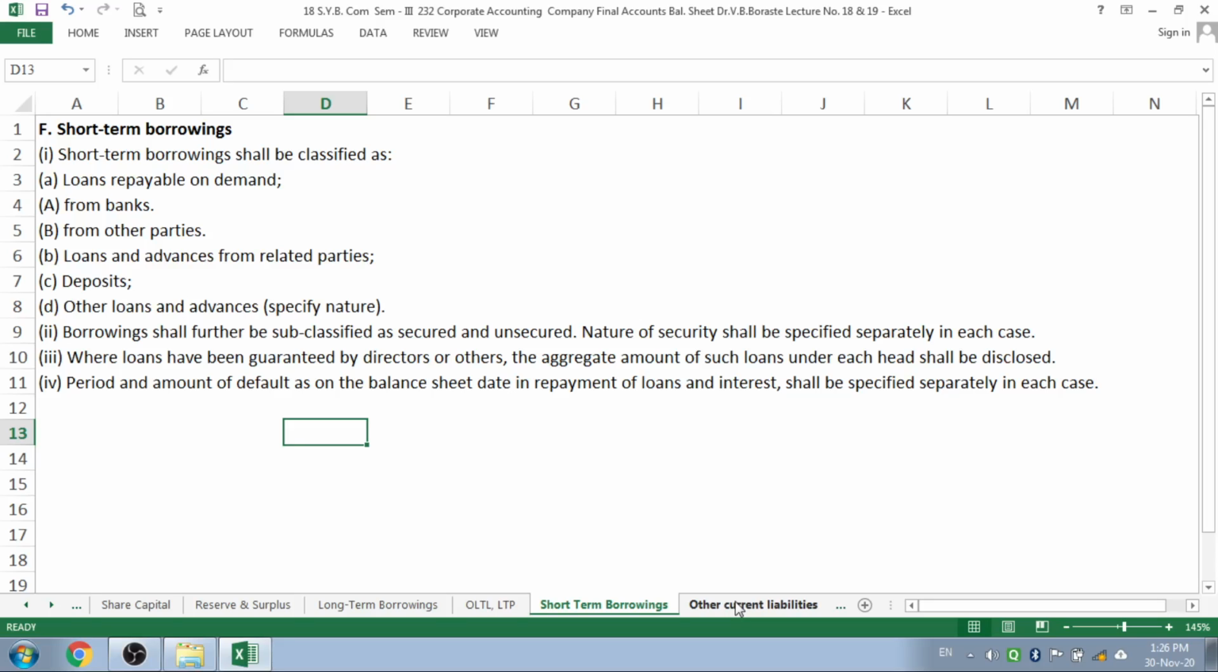Borrowing shall further be classified as secured and unsecured, where loans have been guaranteed by the directors or other. The aggregate amount of such loans under each head shall be disclosed. Period and amount of default as on the balance sheet date in the repayment of loans and interest shall be specified separately in each case. So this is the short-term borrowings.